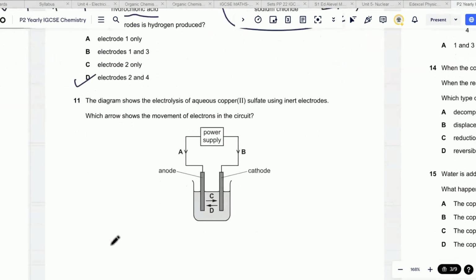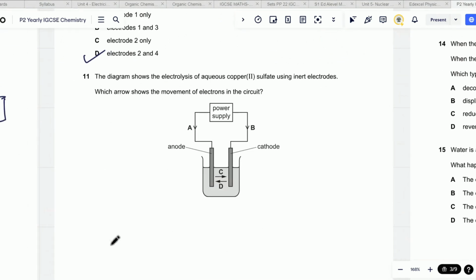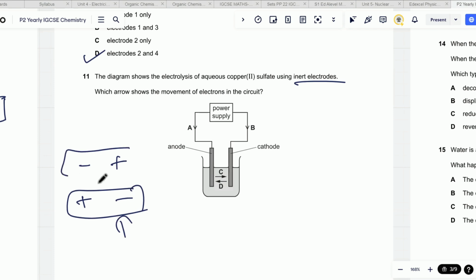Okay, good. 11. The diagram shows the electrolysis of aqueous copper 2 sulfate using inert electrodes. Which arrow shows the movement of electrons in the circuit? So this is cathode, this is anode. You need to show the movement of electrons in the circuit. Where will the electrons be flowing? Remember, electron flow in electrolysis is from negative to positive instead of positive to negative. This is my conventional current, and this is the electron flow. So you need to remember this.